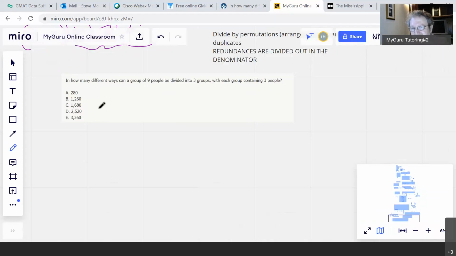Because there's a lot of logic involved in figuring out what's being asked, you will often want to slow down on these questions to make sure that you're really clear on what they are actually asking. So what have we got here? We've got 9 people in 3 groups. Let's set it up like this: group 1, group 2, group 3. Here's our 9 people. Each group contains 3 people.